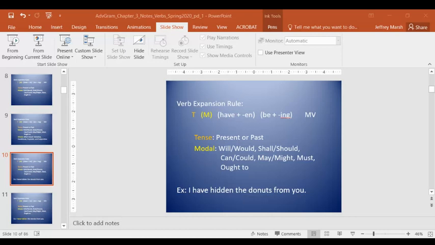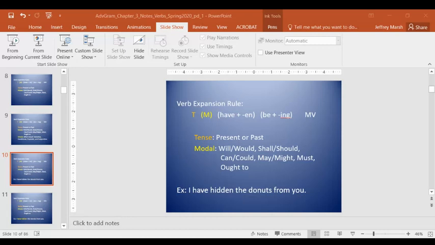So "have hidden." Our first task today is how to deconstruct a verb, how to show that "have hidden" is actually deconstructed into a mathematical equation. The second task is taking something in a math equation and reconstructing it into a verb. So let's take "have hidden" and show how the verb expansion rule works.